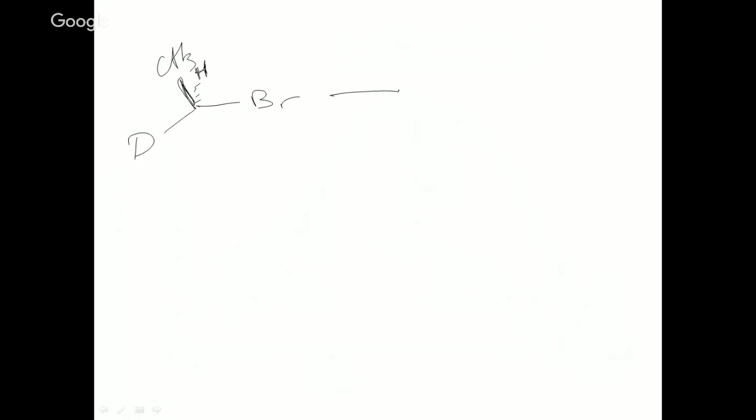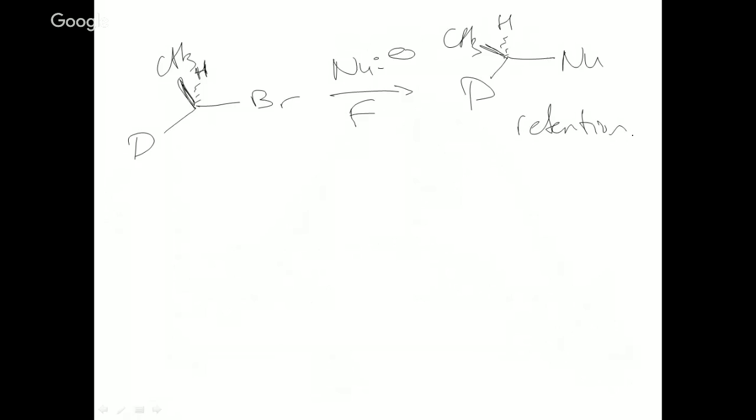So there's 2 possibilities. The nucleophile can come from the front. What would that give you? D, nucleophile. Retention we call this. Meaning the bromide is on the right and the nucleophile is on the right. Everything else has stayed the same. This is not what we observe. What we do observe is the following.